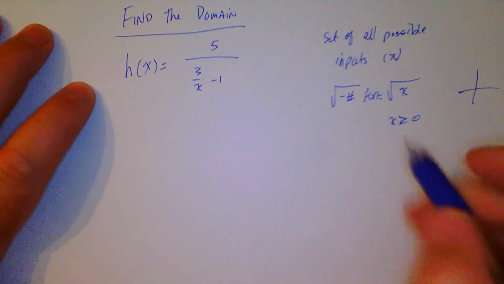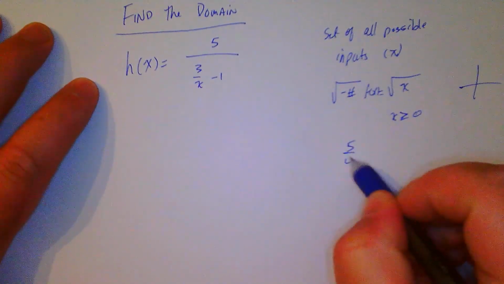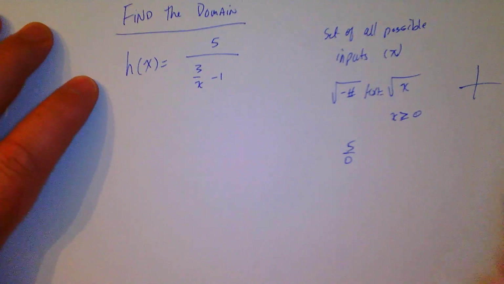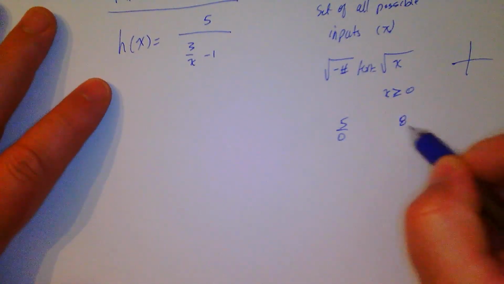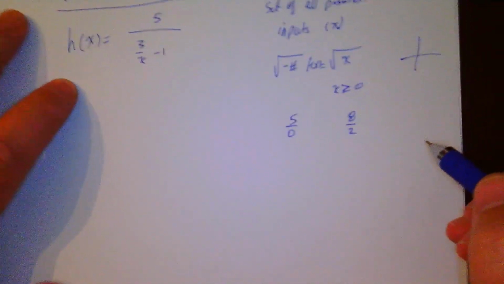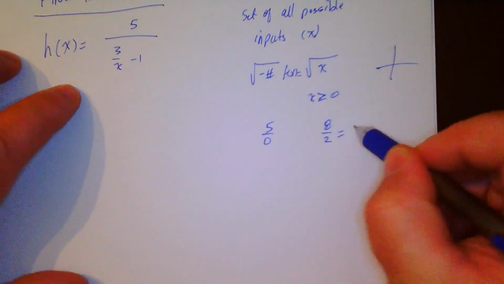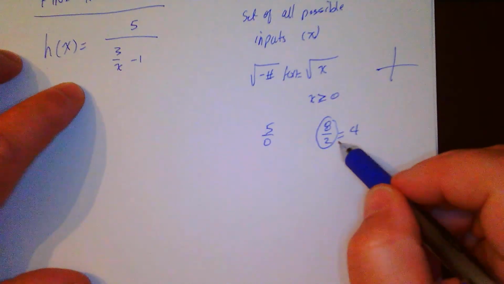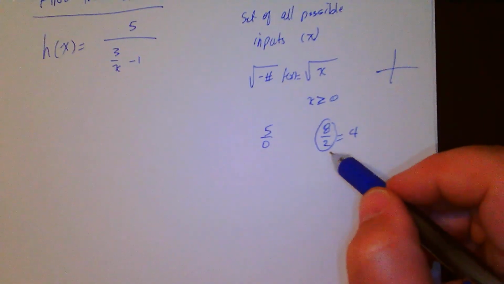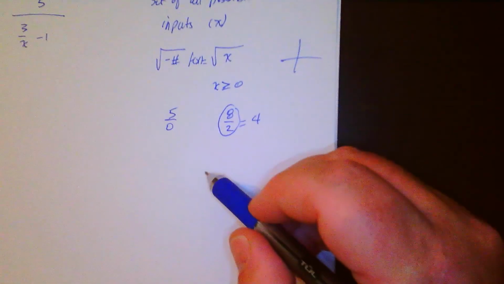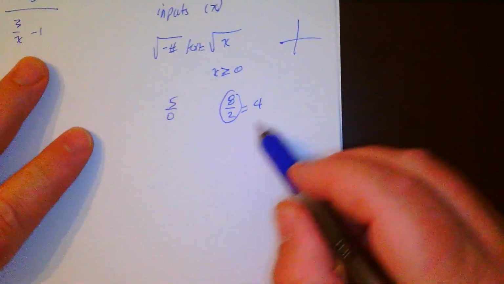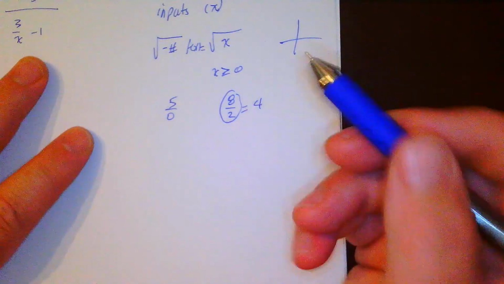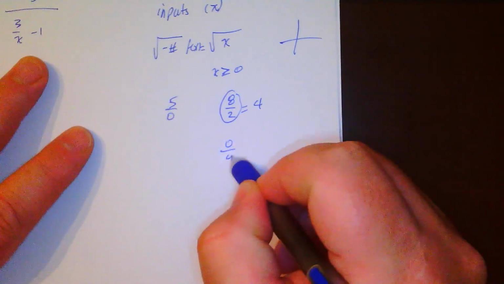The other situation we have right here is that you cannot divide by 0. The reason you cannot divide by 0 is because division is literally asking a question about multiplication. So if you had 8 divided by 2, the reason that this is 4 is because this is really saying 2 times what is equal to 8? And of course, 2 times 4 is of course 8. So that's okay, right?